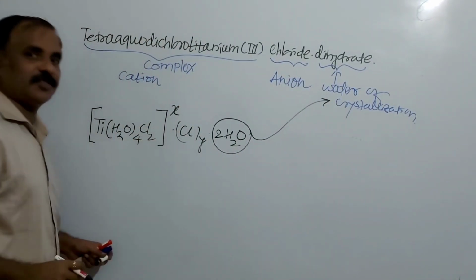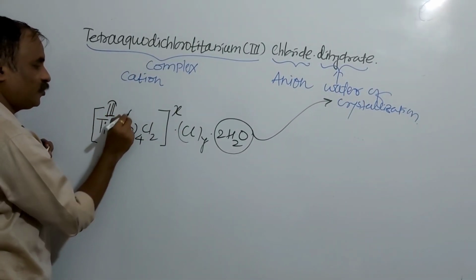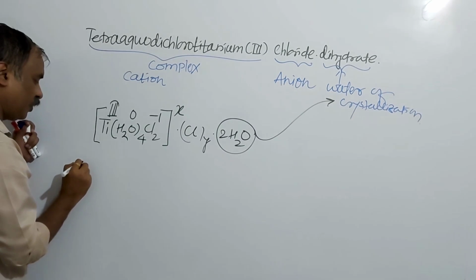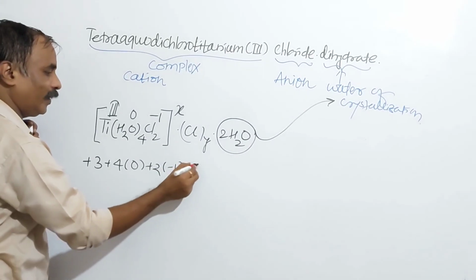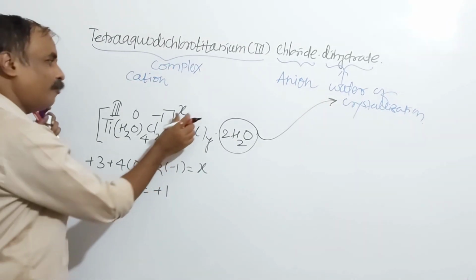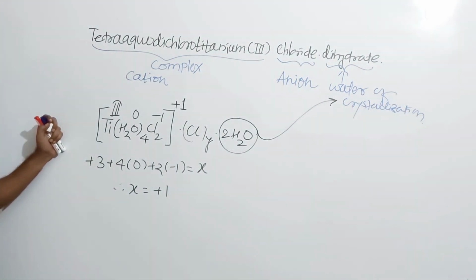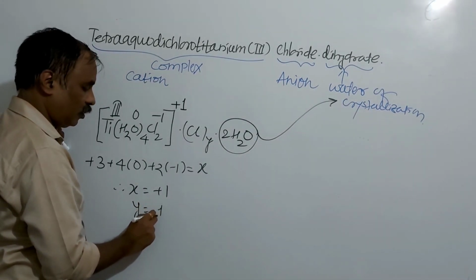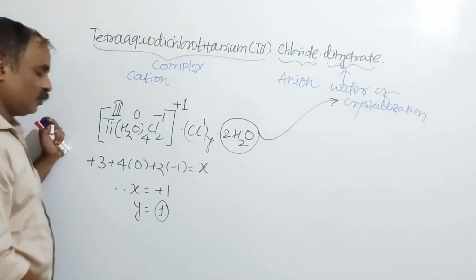Then what is X? How to find X? Here oxidation state of titanium is given +3. Water will carry 0 charge, Cl it is a -1. Addition of these equal to X. So here it is a +3, 4 into 0, 2 into -1 equal to X. Therefore, X is equal to +1. यानी +1 charge is present on this bracket. Then tell me, what is the value of Y? Here X equal to +1. Therefore, Y equal to what? It is 1. Because Cl carries -1. 1 into -1, it will be -1. So here Y equal to 1.